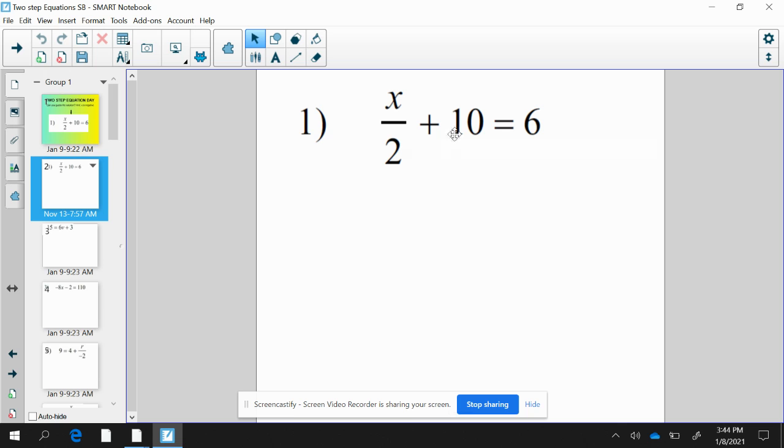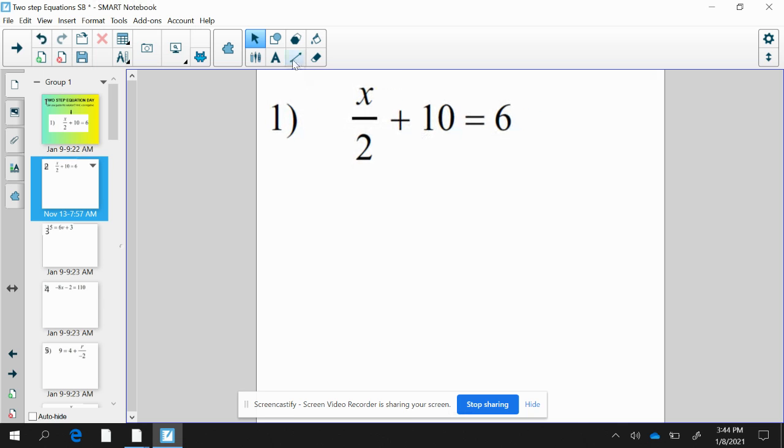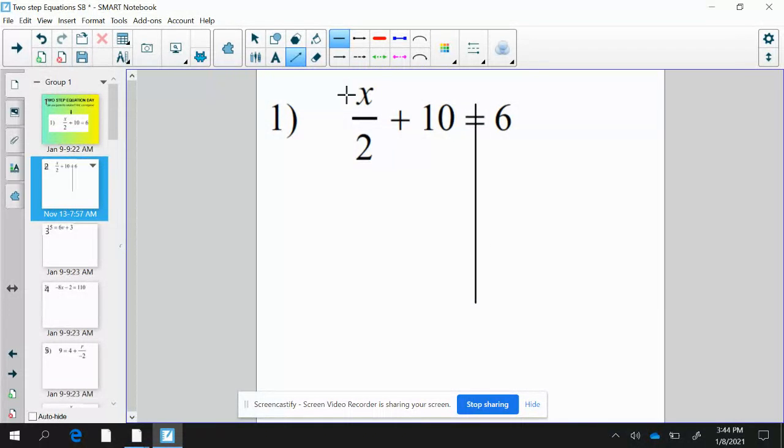And today what we're going to do is go over two-step equations. You should have these guided notes in front of you, and you're going to follow along with me. If you don't have a straight edge, that's perfectly fine. Let's make a straight line right through here. We're going to get started right away, and we're going to solve for x.